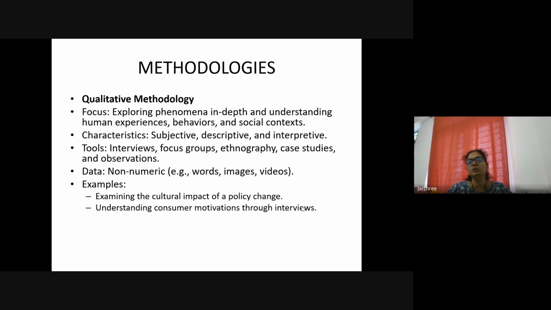So what are the tools that can be adopted for a qualitative methodology? First, as I told you, it can be interviews. You can focus on groups. And next is ethnography. Ethnography is where you study people in relation to the area where they are, the geographical area, or it could pertain to a particular community.